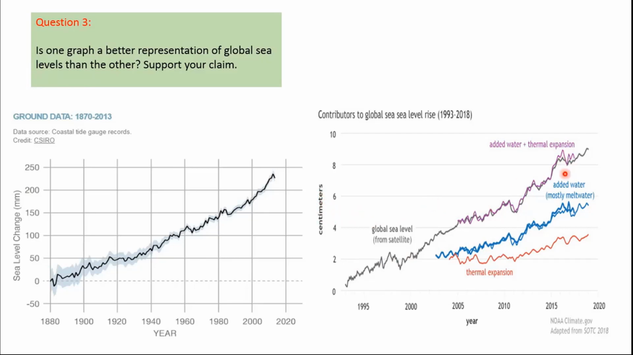This one looks like it has the reasons for why they changed, which is added seawater, mostly meltwater from glaciers that were on land. And then there's thermal expansion, which deals with water. As it gets warmer, it spreads out, and as it spreads out, it takes up more volume, and thus that will account for sea level rise. And we'll be doing some labs on that later. So you have to decide which graph is a better representation of global sea levels.